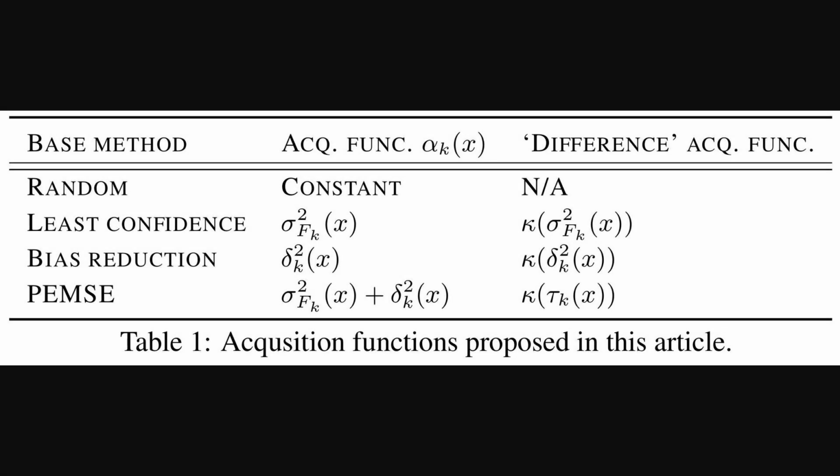The previous figure highlighted how bias and variance evolved across rounds. Table 1 now lists the acquisition choices side by side, which clarifies how each strategy targets reducible error. The base column names random, least confidence, bias reduction, and PEMSE, and the middle column gives their standard scoring rules. The right column introduces the difference versions that prioritize where scores drop between rounds, so experiments focus on regions with improving error rather than stubborn noise.